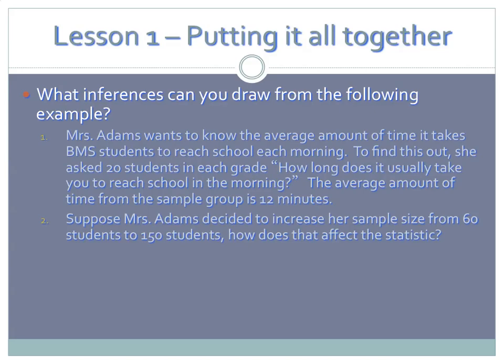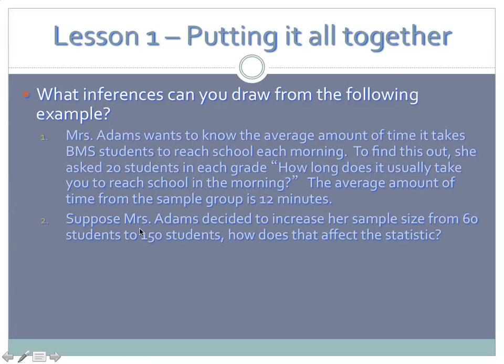All right, so hopefully what you can conclude, since Mrs. Adam took a sample, her sample was 20 students in each grade, so that means 60 students. She sampled 60 students, and the average time that it took them was about 12 minutes. So our conclusion, or our inference, could be that the average time it takes a Buford Middle School student to get to school is about 12 minutes. Since our sample group came up with 12 minutes, we can say that that represents our population.